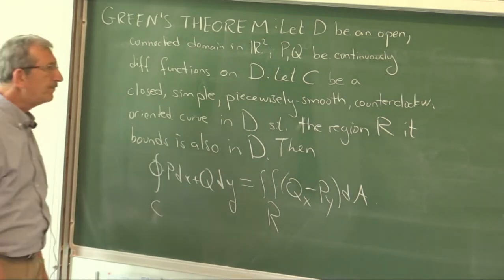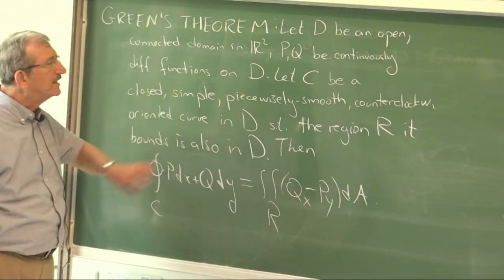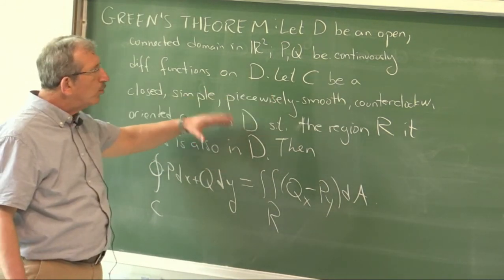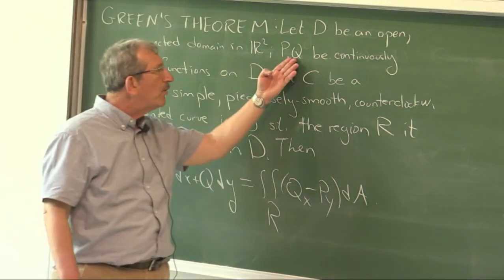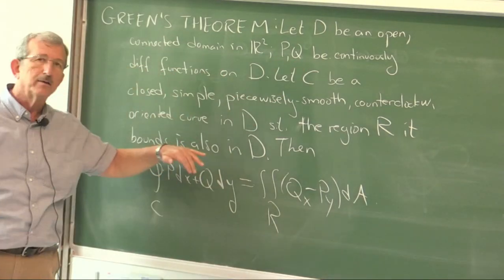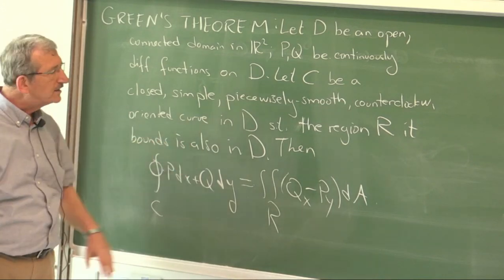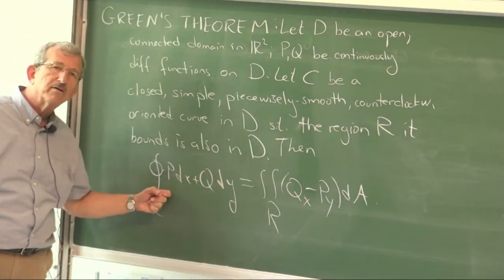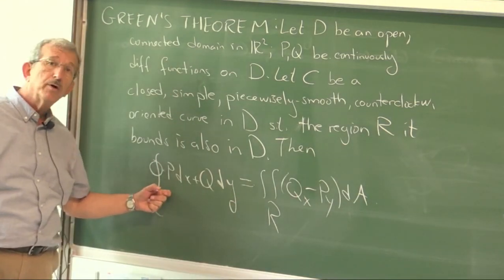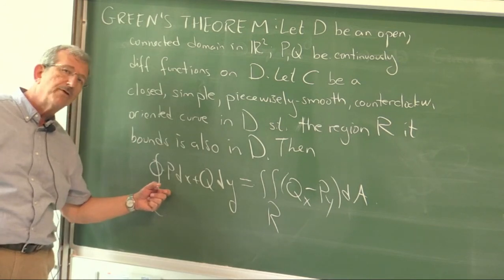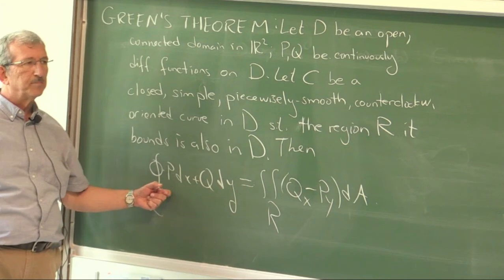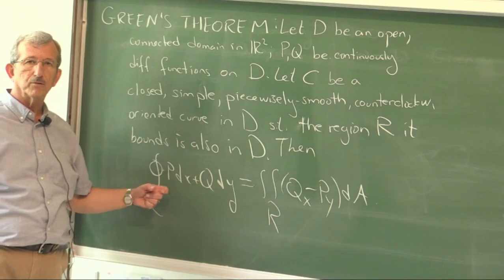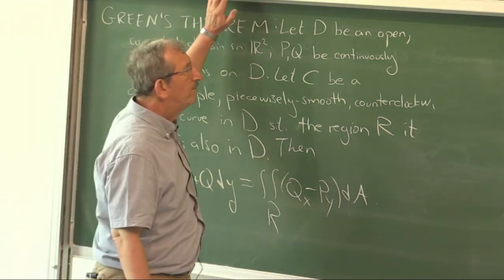Now, if the inside part of C is also in D, it means that P and Q have continuous partials inside as well. If that's the case, then Q sub x and P sub y are equal, which says that the integral over the closed curve is 0. So B holds in the theorem, which means equivalently that it's path independent, but we don't need that here, that it is conservative. So from here, what we want will follow.